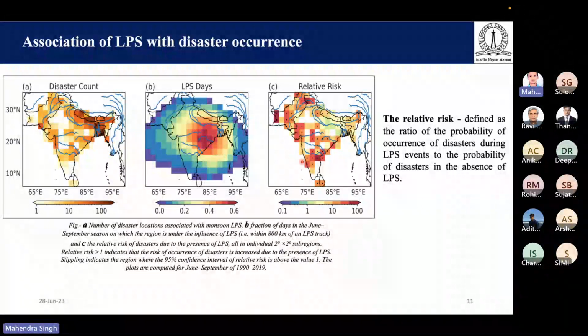And coming to the relative risk, if the relative risk is higher than 1, then that shows that disaster relative to the LPS is high. Like, if an LPS is present, then the risk of a disaster is high.